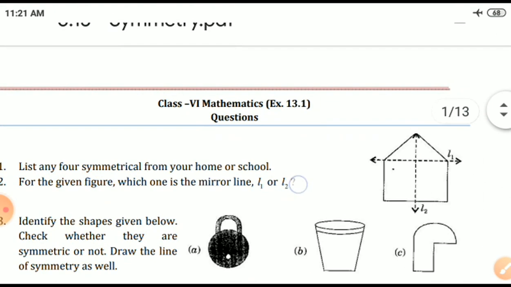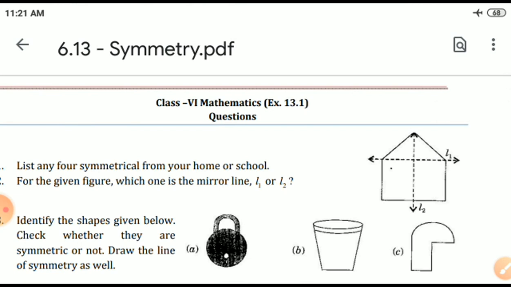In the last sessions we discussed the introduction or revision of symmetry. What are the things in symmetry?